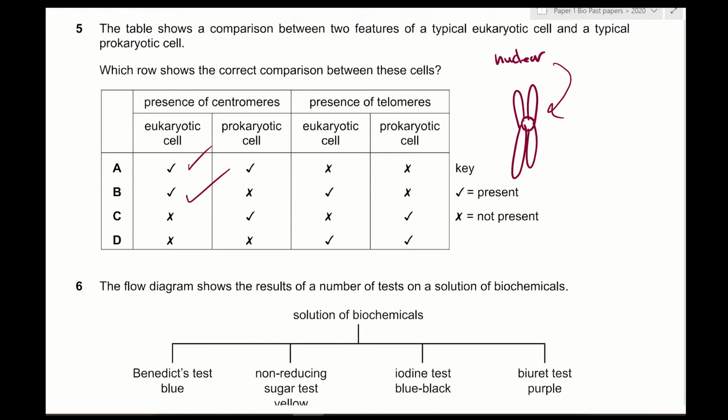Now, for prokaryotic cells, we know that they have circular DNA, not the normal linear DNA that we have. Therefore, a circular DNA would not have centromeres. Therefore, this is correct. Now, presence of telomeres. Telomeres are only present at the ends of linear chromosomes. Therefore, they are only present in eukaryotic cells, and they are not present in prokaryotic cells, as we said, because it is circular DNA. Therefore, the correct answer is going to be B.